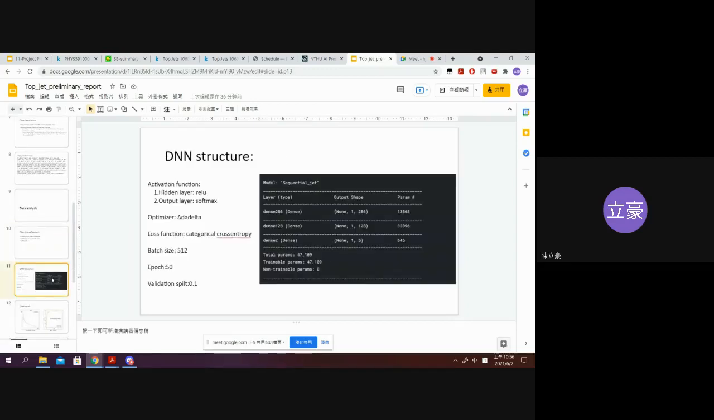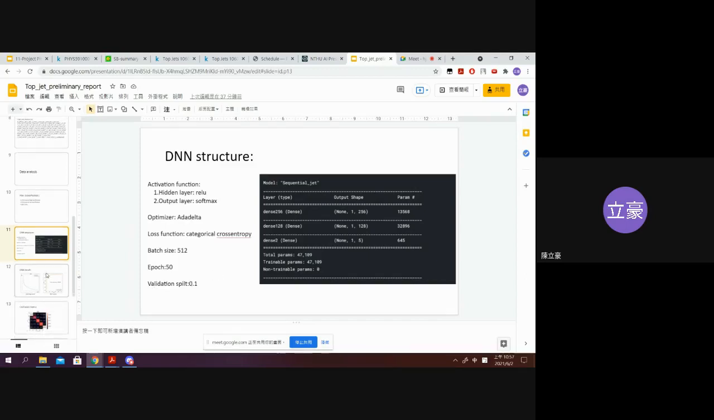Our DNN structure looks like this. We have two hidden layers, the first has 256 neurons, and the next has 128 neurons. Our activation functions are ReLU and softmax. The optimizer is Adadelta, and the loss function is categorical cross entropy. And this is our batch size, epochs, and validation split.